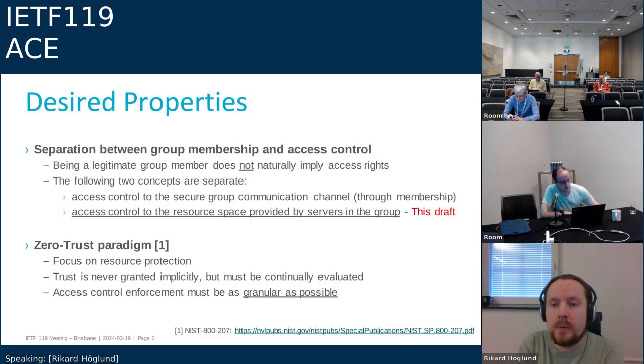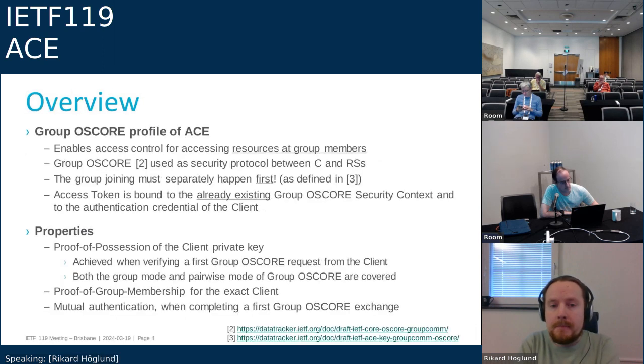So we want to have the separation between the group membership and access control. And again, just being a group member does not imply any access rights. And this also means that how you become authorized to join the group, that's one thing. And another thing is that, okay, once you've joined the group, how are you authorized to reach resources at the servers in the group? And that second point is what this draft covers. And we also employ this zero trust paradigm where we focus on resource protection, where you want not to have this implicit granting of trust, basically. Next slide, please.